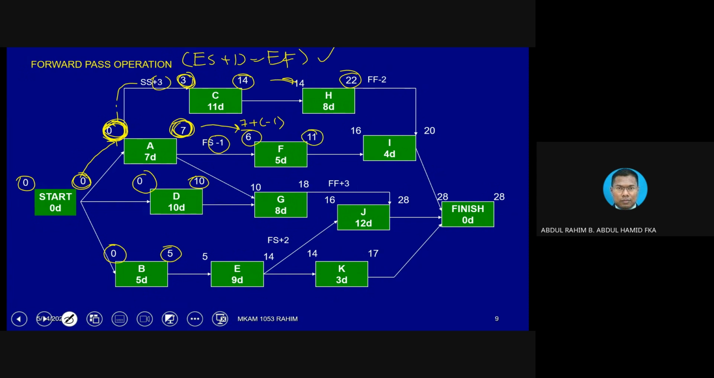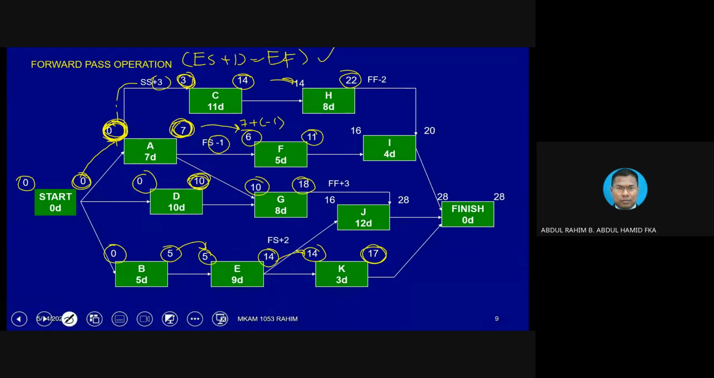And then we resolve G first. Okay, G has 2 activities coming from A and D. From A and D. So we choose which one is the bigger value. Of course, 10 is the bigger value. 10 will be here. 10 plus 8 equivalent to 18. Okay, finish on G. We resolve E. E very straightforward. Okay, 5 here. 5 plus 9 equivalent to 14. Okay, we can resolve activity K as well because K is connected from E only. So this 14, 14 plus 3 equivalent to 17.